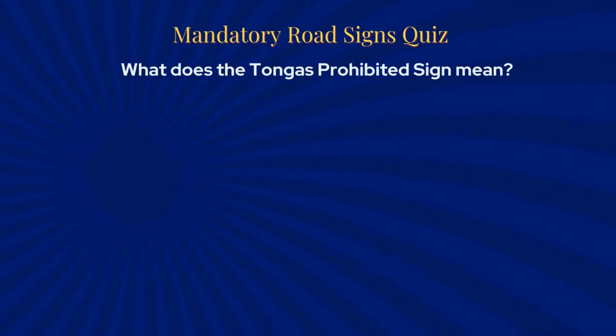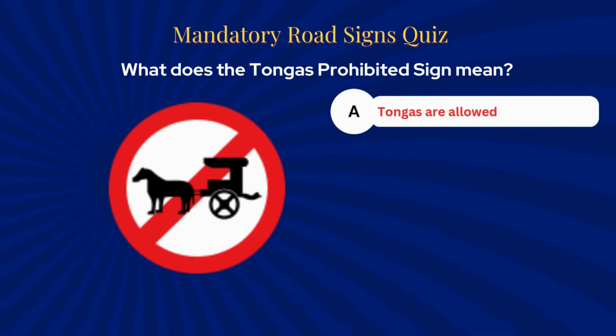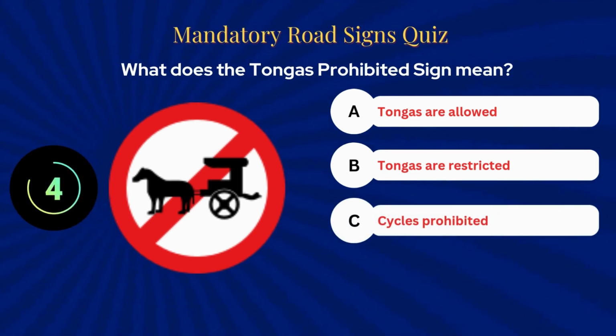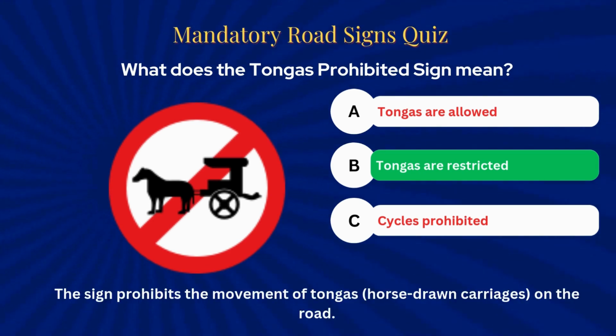What does the Tongas prohibited sign mean? Options are Tongas are allowed, Tongas are restricted, and cycles prohibited. Answer is Tongas are restricted. The sign prohibits the movement of the Tongas, that is, horse drawn carriages, on the road.